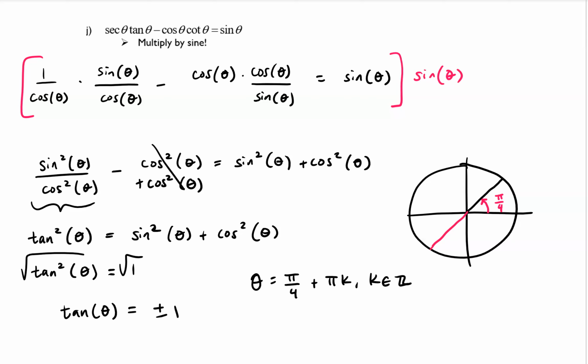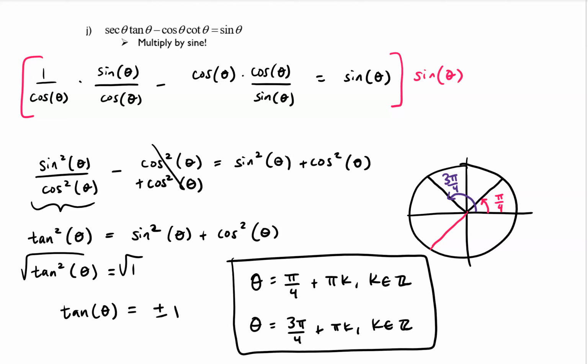where k is an integer. And then the other location that we are solving for is when tangent of theta is equal to negative 1. And so that happens here in quadrant 2, and that is for the angle 3 pi over 4. And then that's going to happen anytime we rotate halfway around the circle. So we can say that theta is equal to 3 pi over 4 plus pi k, where k is an integer. And that gives us our solutions for part J.